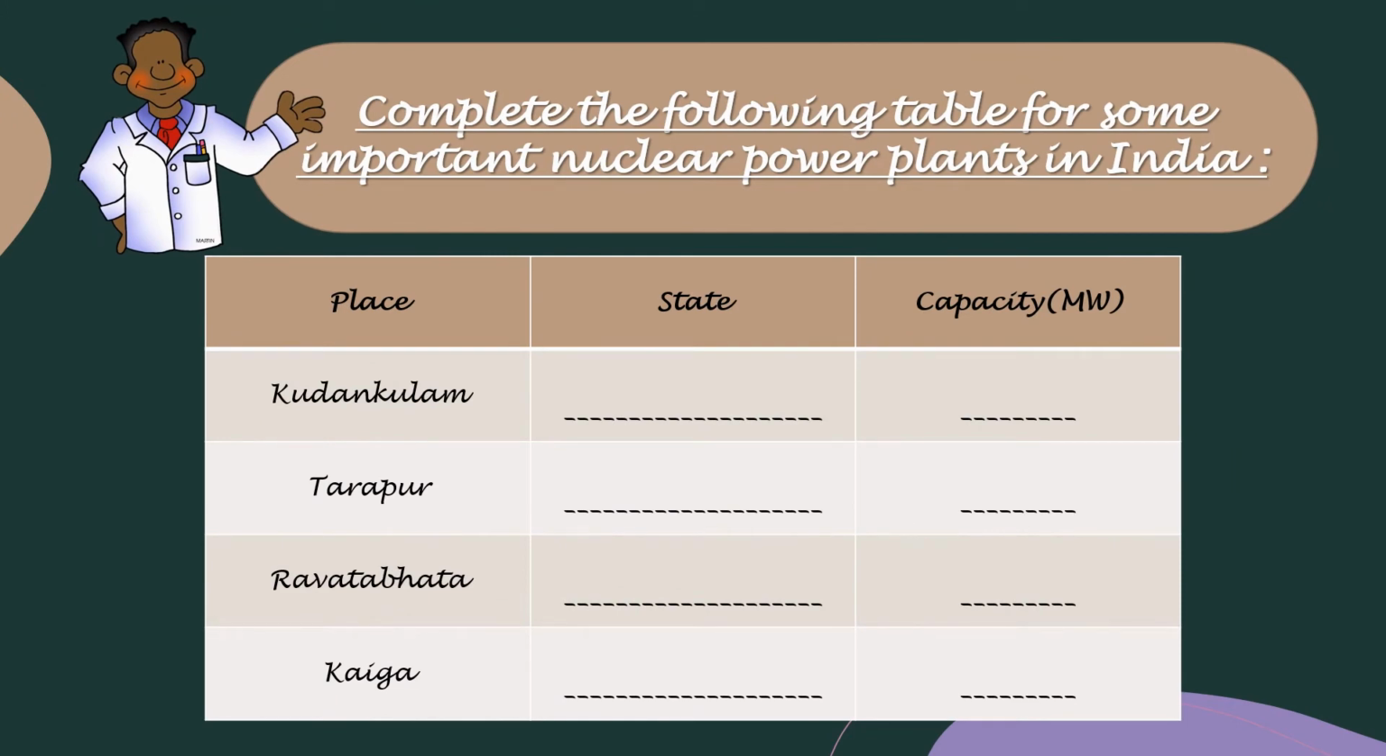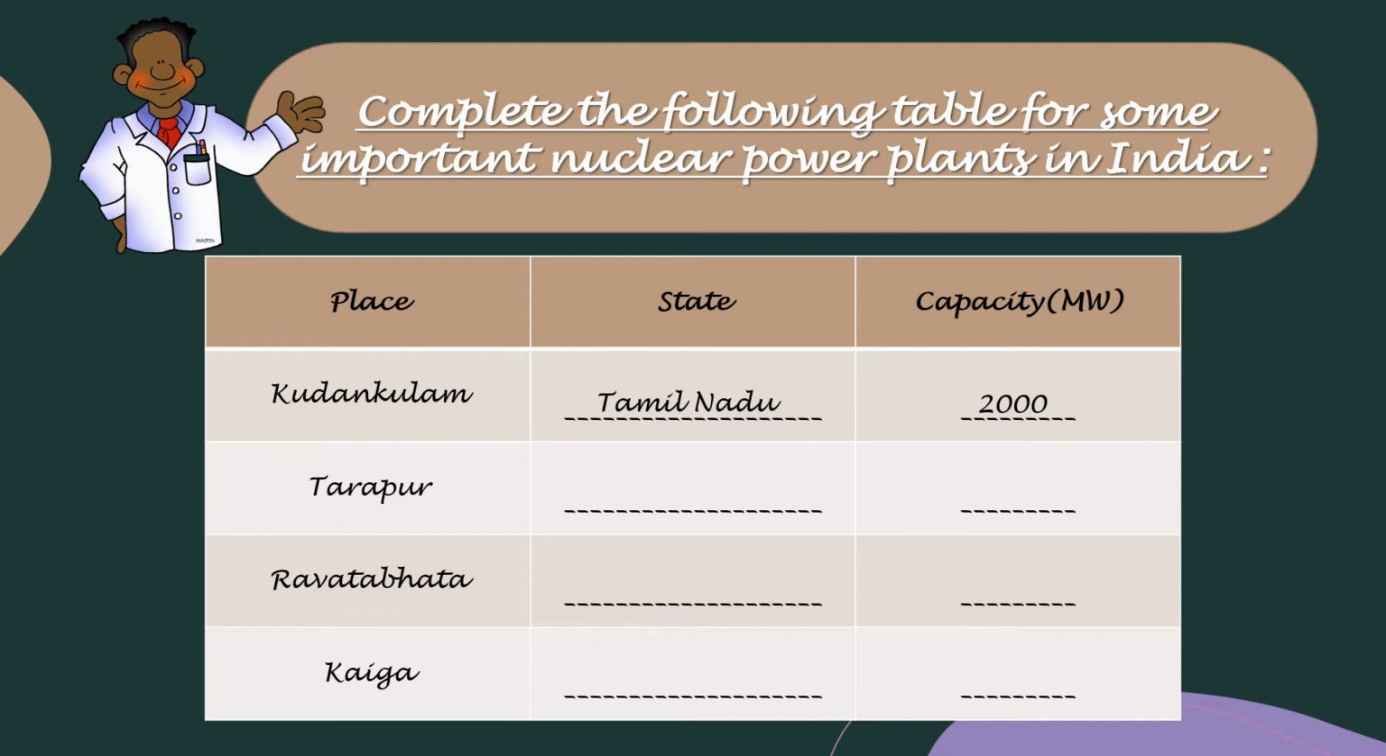Students, now let's do one activity. In this activity, you have to complete the following table for some important nuclear power plants in India. Here the places of the nuclear power plants in India are given. You are supposed to complete the table by telling the state and the capacity in megawatts. So the first one is Kudankulam. Kudankulam is in the state of Tamil Nadu and the capacity is 2000 megawatts.